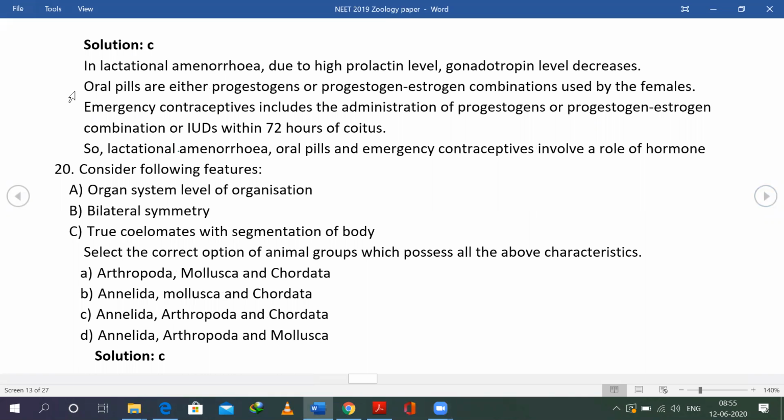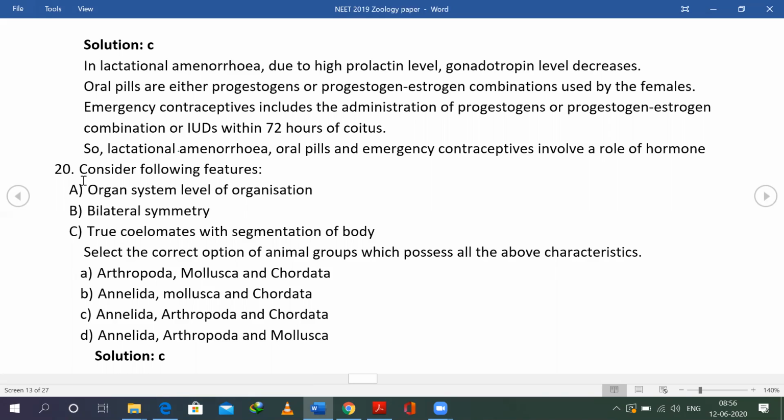Yes, you can see that here. In lactational amenorrhea, due to high levels of prolactin, gonadotropin level decreases, and oral pills are progesterone or progesterone-estrogen combinations used by females. Emergency contraceptives include the administration of progestogens or progestogen-estrogen combinations, or IUDs, within 72 hours of coitus. So the third one will be your right choice.